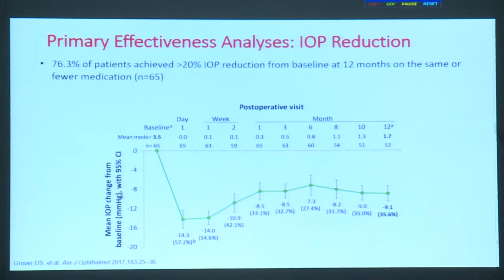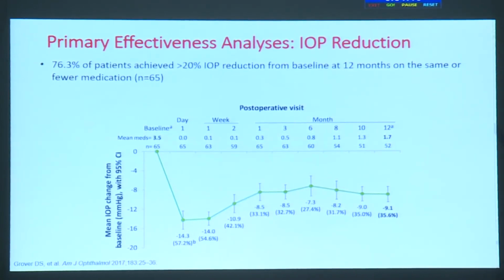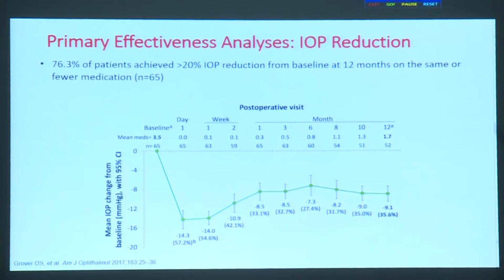So in terms of effectiveness, in this large study out of Texas, Dr. Grover's group found that 76% of patients achieved an IOP reduction of more than 20% at 12 months on the same or fewer medications. So you can see this group had a mean medication of 3.5. So they were on 3 to 4 meds each, and over the 12-month time period, they did achieve some pressure lowering. However, a third of them required needling and 9 of them required a second glaucoma procedure. So this surgery is not perfect.